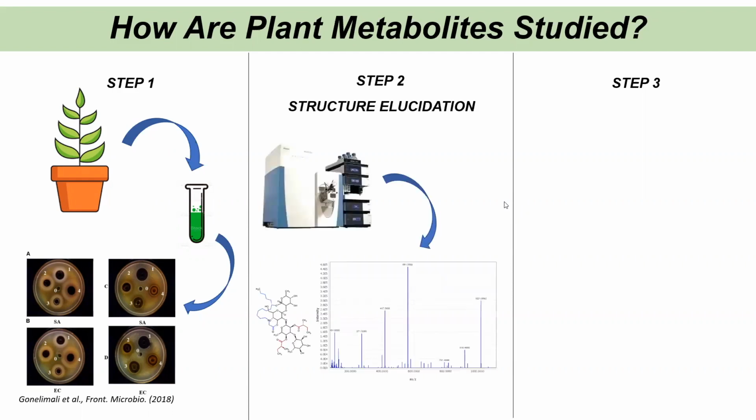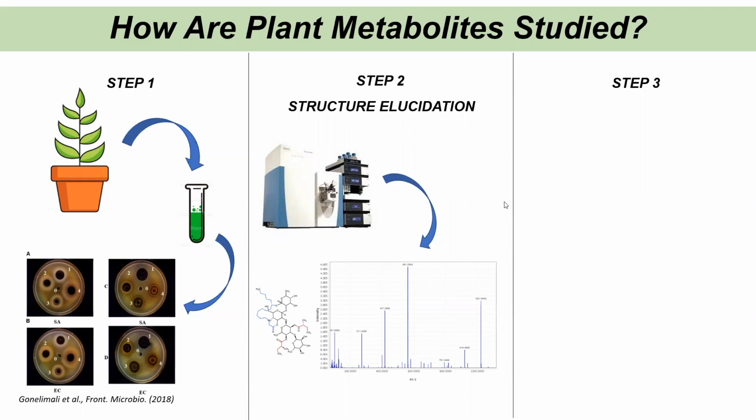And so what people do next is figure out what specific metabolites are responsible for this antibiotic property. They will use a variety of analytical chemistry techniques to determine the structure of these particular metabolites. One analytical chemistry technique that is very widely used across plant studies is mass spectrometry. And this is a mass spectrometer shown here.